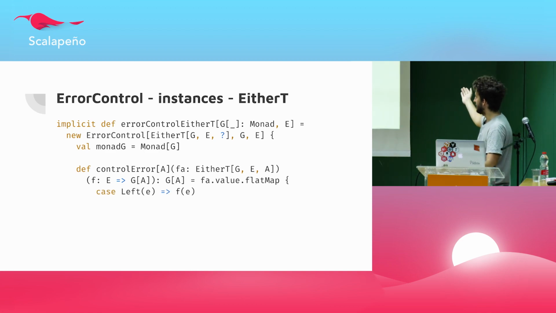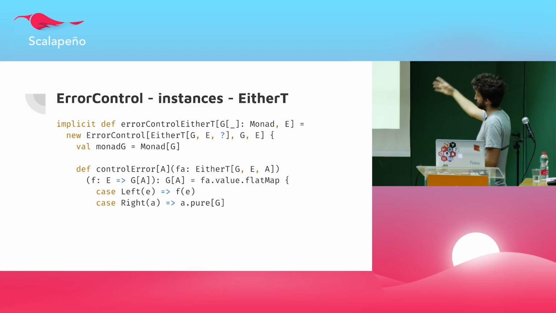And then we can just flat map that, check if it's left or right. If it's left, apply the function to the E. We get back a G of A. Or if it's right, we get back a value of A. And then we can just lift that using pure into G, and we get back a G of A.